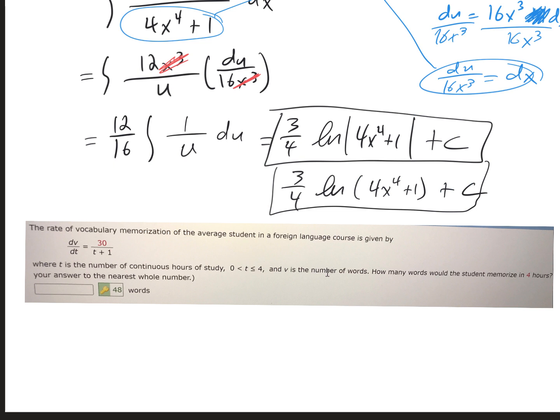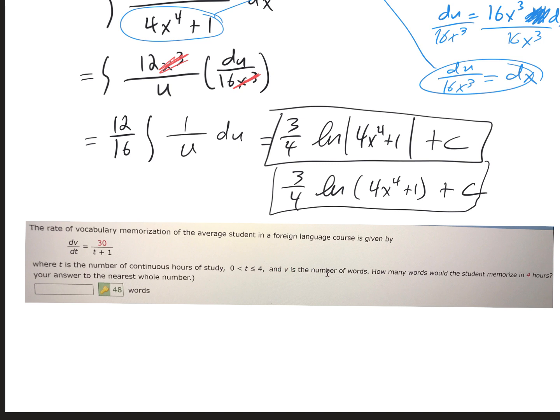All right, last question for these notes. Let's look at an application problem. So what we have is a function that's going to give us the rate of vocabulary memorization of an average student in a foreign language course. And then t is the number of continuous hours of study with a restriction that it has to be greater than 0 but less than or equal to 4.